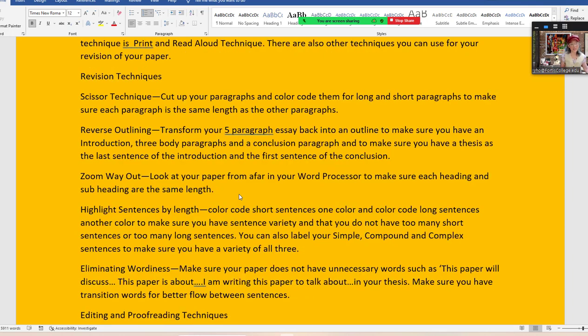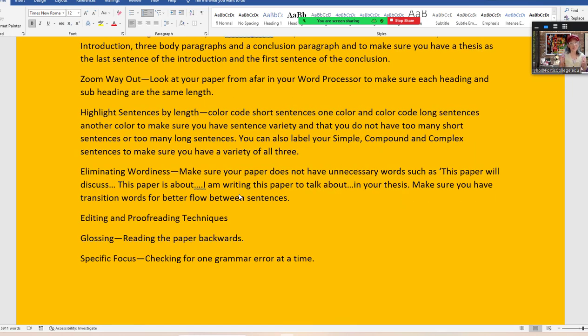Eliminating wordiness. Make sure your paper does not have unnecessary words like this paper will discuss, this paper is about, I'm going to explore in this paper, or I'm writing about this paper to talk about. So in your thesis, just state the thesis without these announcement words. Also make sure that you have transition words for better flow between sentences. So that's all about revision, where you look at your essay as a whole for essay structure.